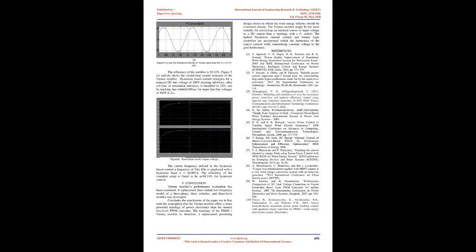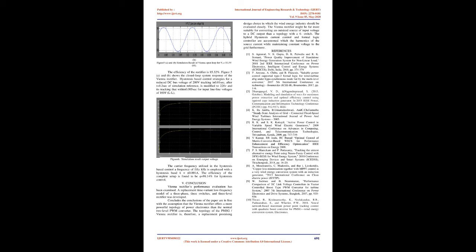Figure 5A and 5B show the closed-loop system response of the Vienna Rectifier. Hysteresis-based control strategies track a reduced DC bus voltage of 200 V in 0.01 sec. After t equals 0.2 sec of simulation, the reference is modified to 220 V and it is tracked within 0.005 sec for input line voltages of 100 V LL. Figure 6, simulation result output voltage. A carrier frequency of 50 kHz is employed in the hysteresis-based control, with a hysteresis band H equals plus or minus 0.001 A. The efficiency of the complete setup is found to be 98.14% for hysteresis control.